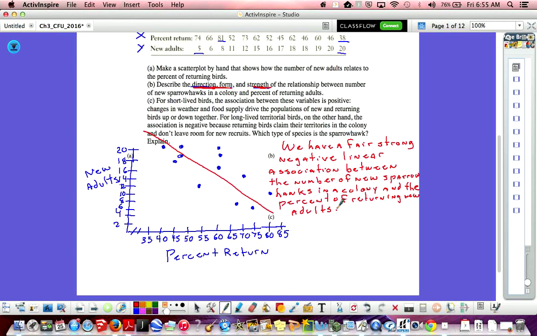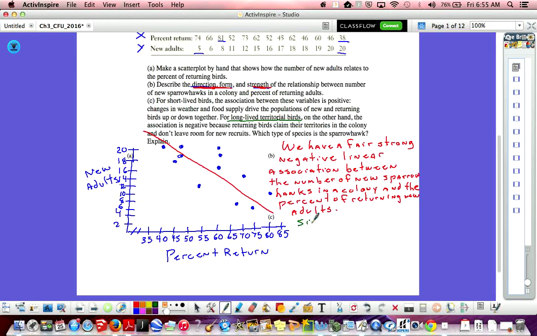Now, in part C, it says, for short-lived birds, the association between these variables is positive. Changes in the weather, food supply drive the populations of new and returning birds up or down together. For long-lived territorial birds, on the other hand, the association is negative because returning birds claim their territories in the colony and don't leave room for new recruits. Which type of species is the sparrowhawk? Well, since it was a negative association, they would be long-lived territorial birds.